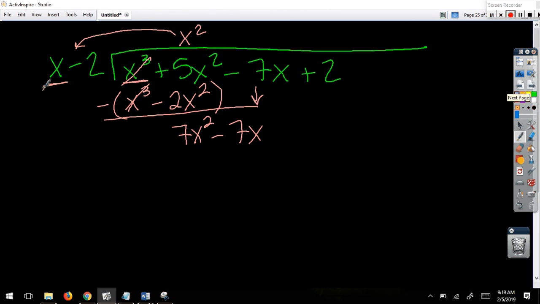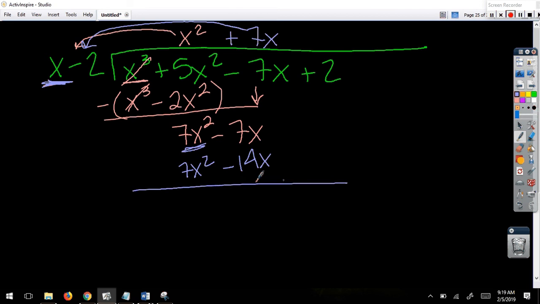All right, what do you multiply x by to get 7x squared? 7. Okay, so put that here. Now what do you do with it? Multiply it around. 7x times x is 7x squared. And 7x times negative 2 is negative 14x. I'm subtracting. Positive 7x, because 7x minus negative 14x is positive. What do I do? Bring the 2 down.